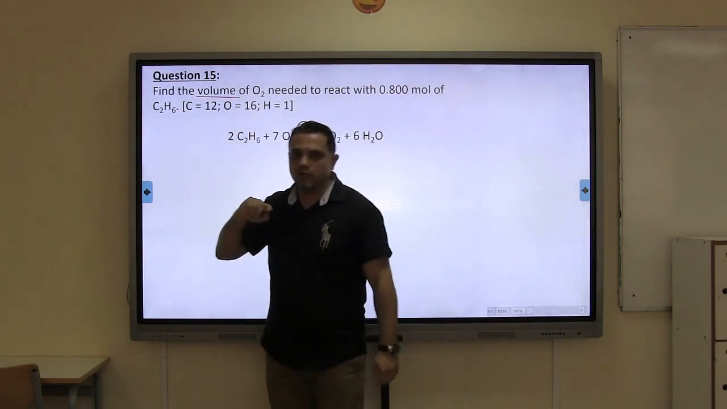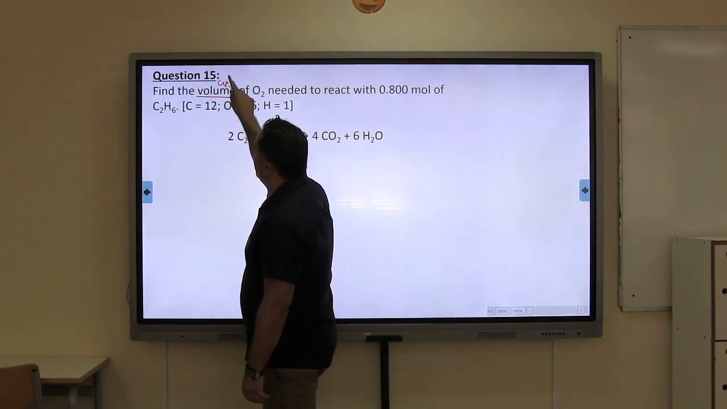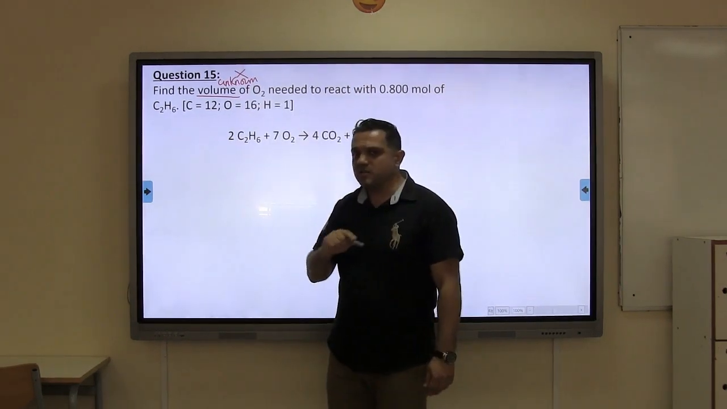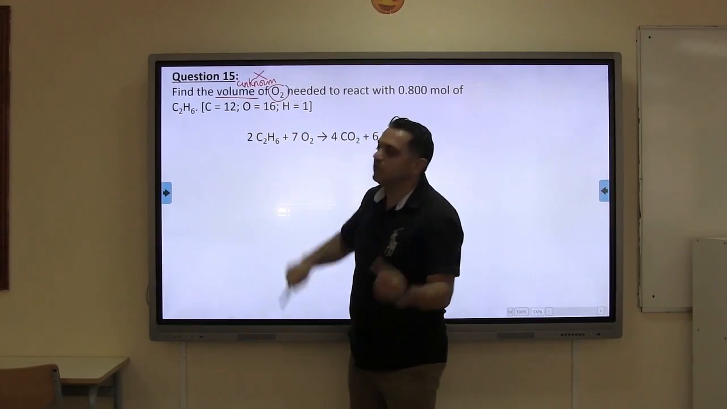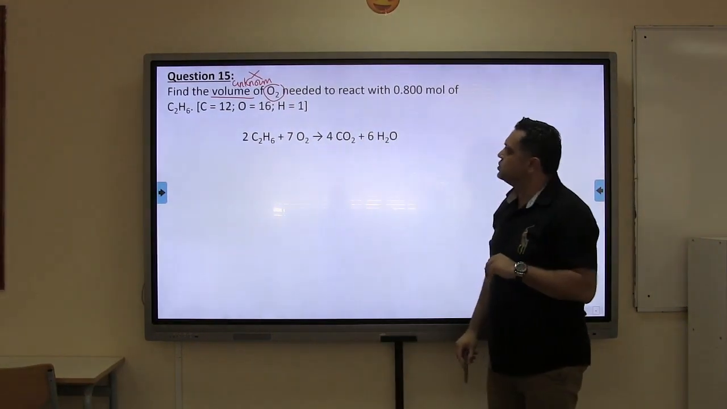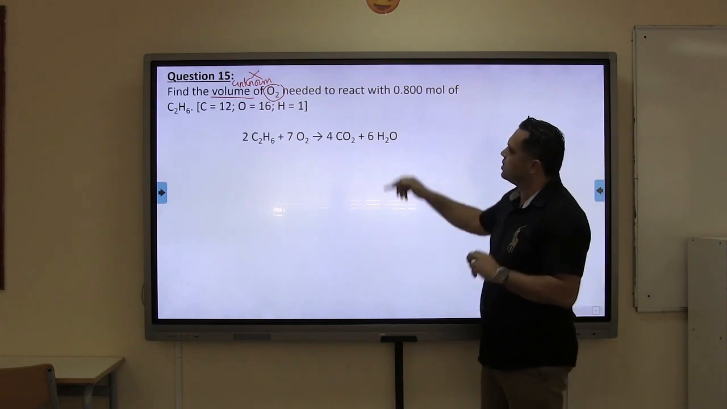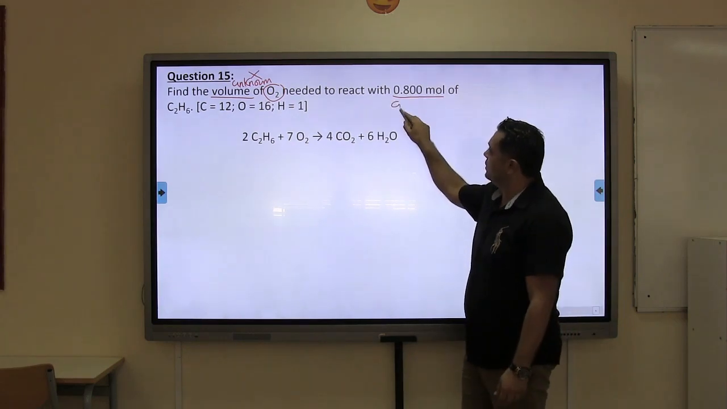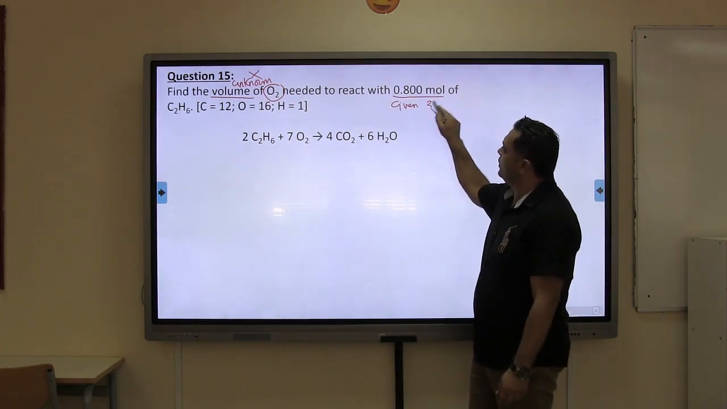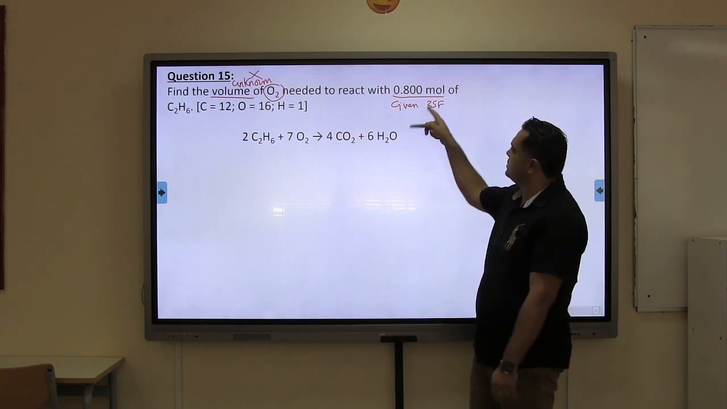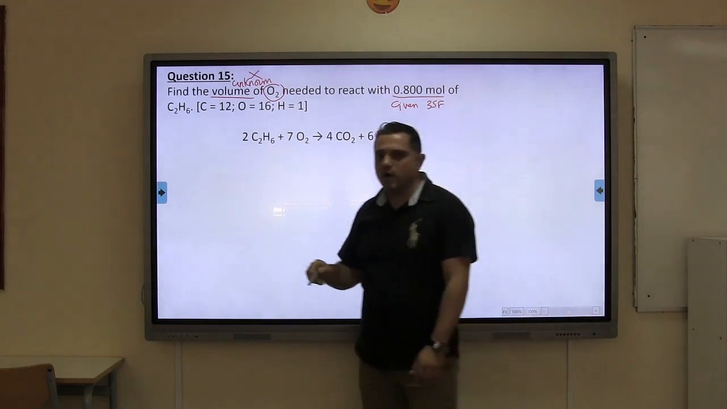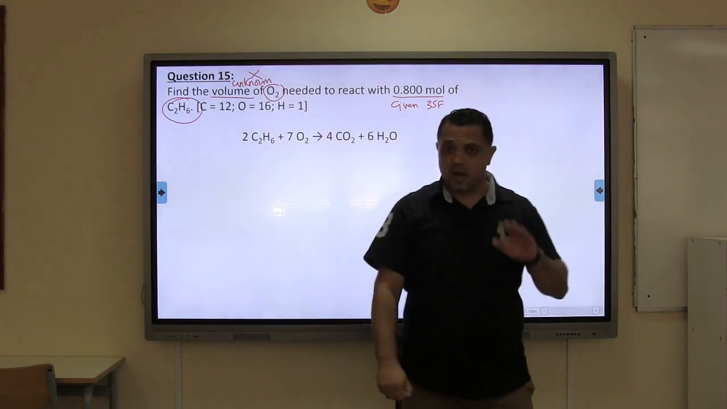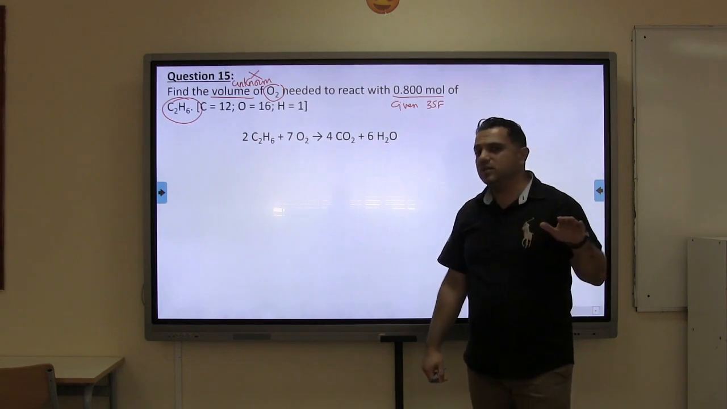I don't know the volume, I need to find it. So this will be my unknown, and this is X. The species that I will be dealing with is O2. Find the volume of oxygen needed to react with 0.8 moles of C2H6. 0.8 moles, this is given, and this given is 3 significant figures. 0.800 moles of C2H6. So the other species here will be C2H6.